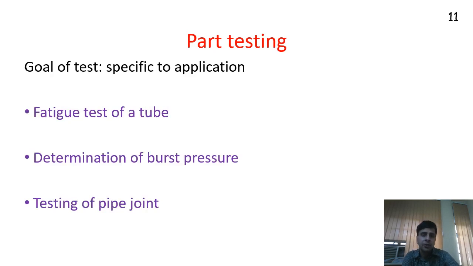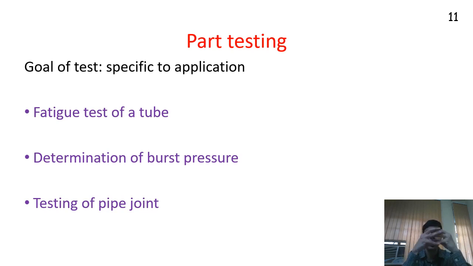So after you have done your coupon level testing, you are sure that it's a good enough material, then you have to do part testing, where instead of the entire pipe, you will take a small pipe and you want to do some tests. In our application case, the different cases will be fatigue test of a tube. So when gas is flowing through the tube, it might be subjected to fatigue loading, or when the pressure is too high, it might burst.